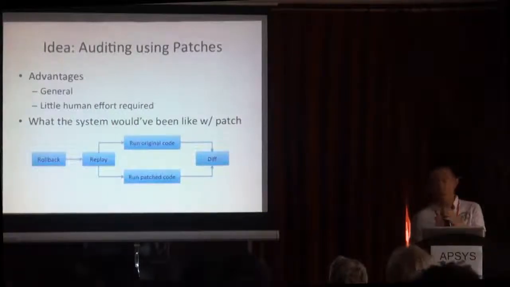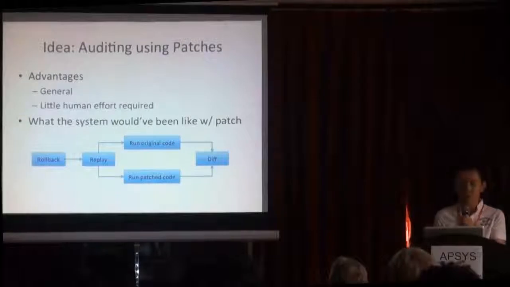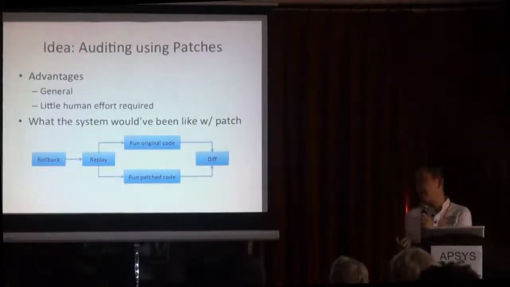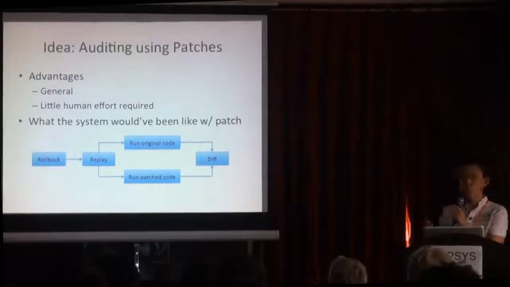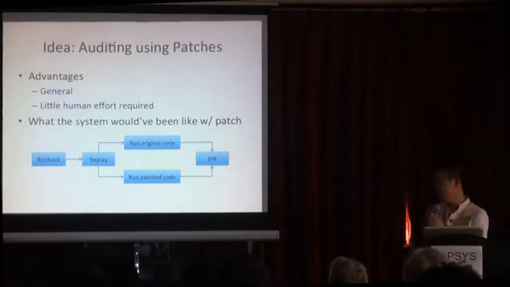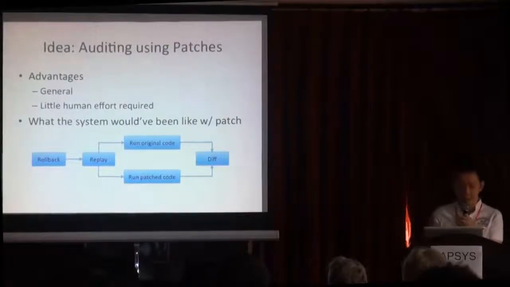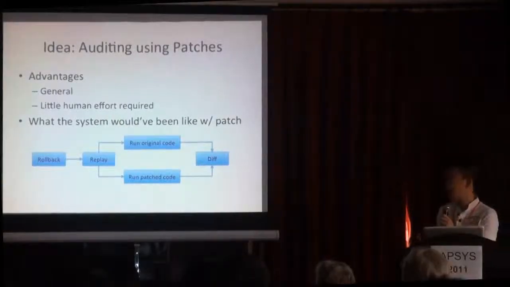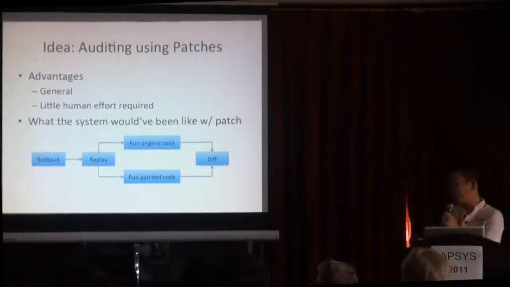So our idea, which we are proposing here, is to provide a general framework which does not require any human effort. The big idea here is: what would the system have been like if the patch had originally been applied? So basically, we assume there's a logger that records every past execution, and we replay it. First the system is rolled back to a previous state and fed the original input.